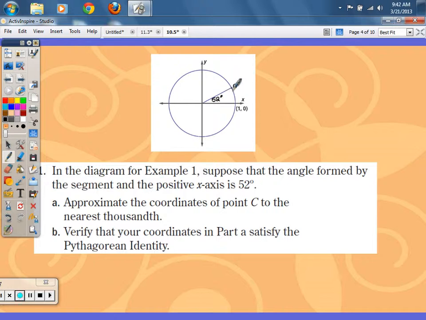And they want to know where point C is. They want us to approximate it. Well, we just talked about this yesterday. We're talking about cosine of 52, sine of 52.